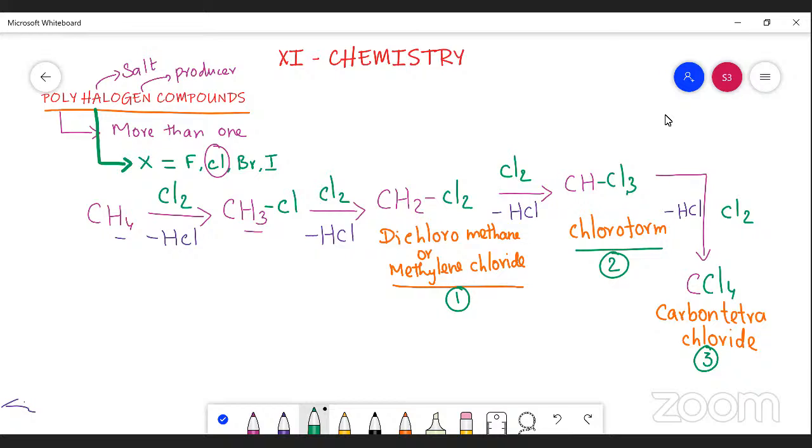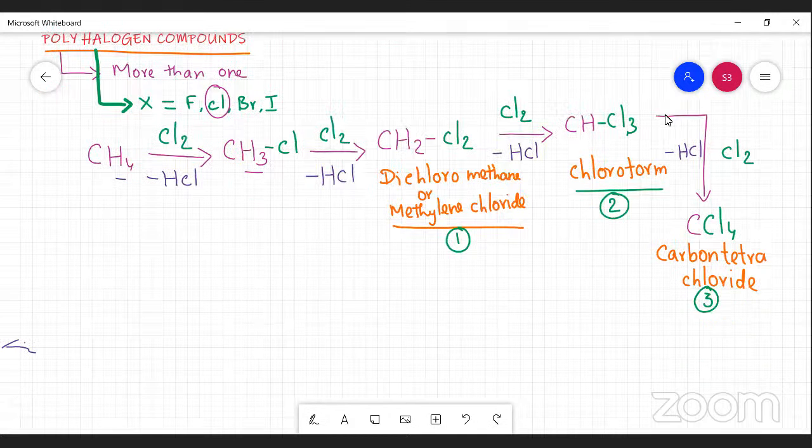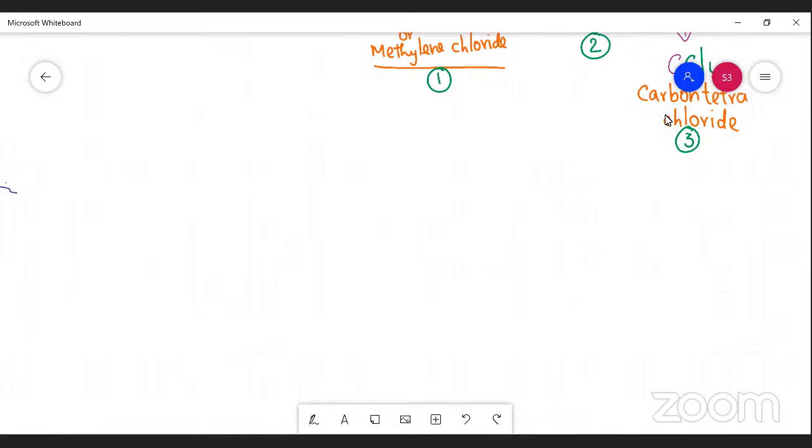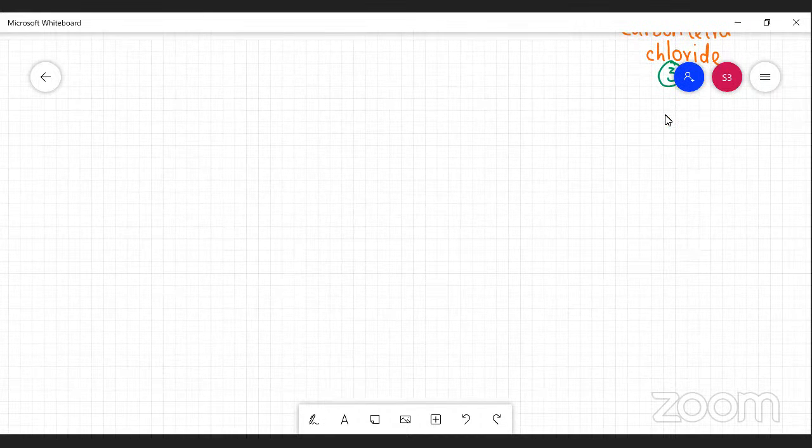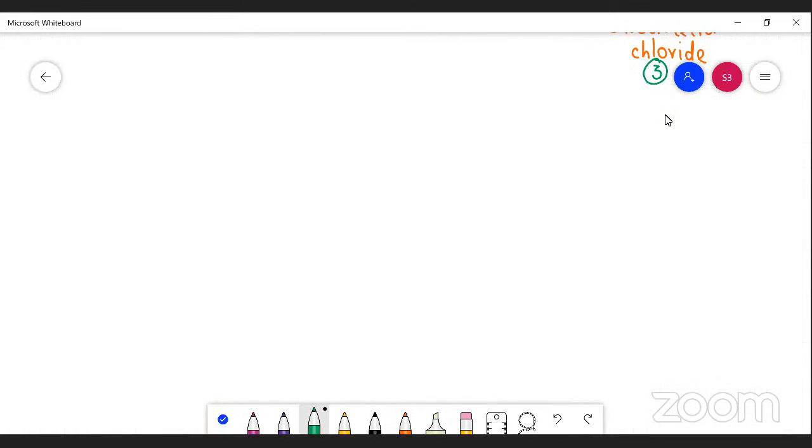We have already done the monochloro derivative. Now we are taking these three compounds: dichloromethane, trichloromethane, and tetrachloromethane, otherwise known as carbon tetrachloride. Correct? Okay. Now, the first compound we are taking. Listen, what is the first compound? That is methylene chloride. It is a dihalogen compound. So first we are taking the dihalogen.